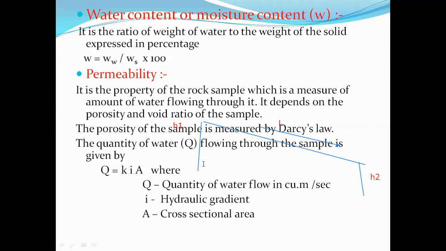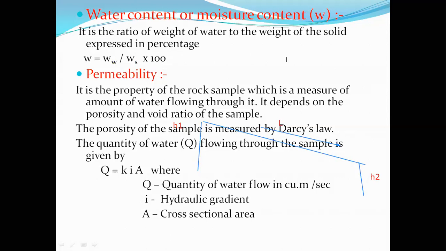And A is the cross-sectional area. Whatever the rock sample that we have, that is flowing through that, how much should be its cross-sectional area? So the permeability is a measure of the quantity of water flowing through it. The quantity of water Q is equal to K i A, where Q is the quantity of water flowing through the rock mass in cubic meter per second, and i is the hydraulic gradient. I explained this earlier. A is the cross-sectional area.